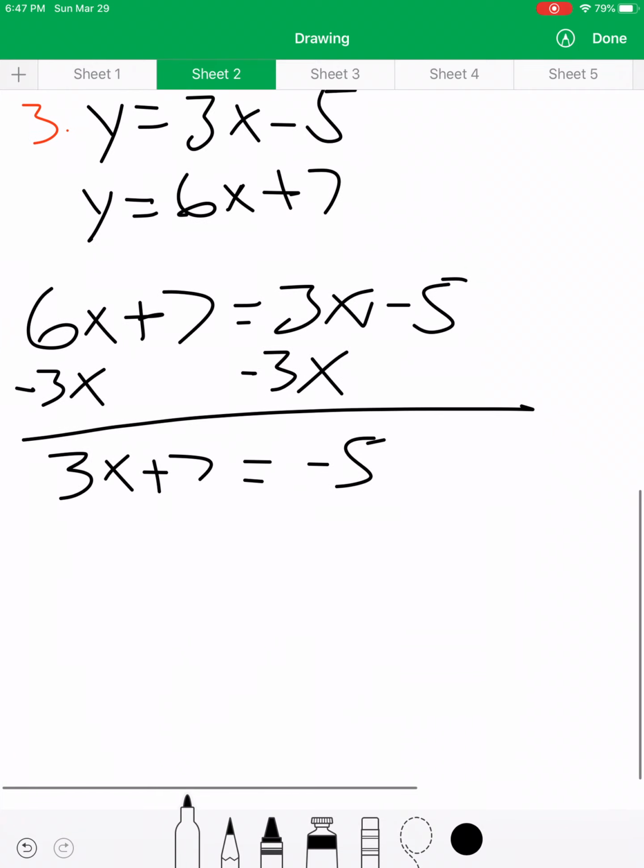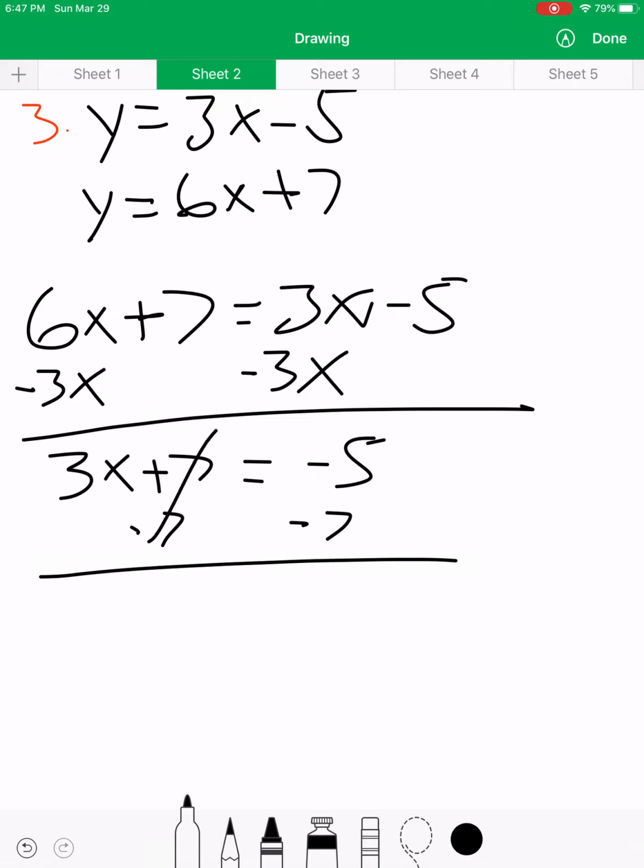We have to move the 7. We move the 7 by performing the opposite operation, minus 7, minus 7. This might be where some of you got a little messed up, okay? 3x equals, keep, switch, change. Keep the negative 5, switch the subtraction to addition. So keep, switch, and then change that right there.